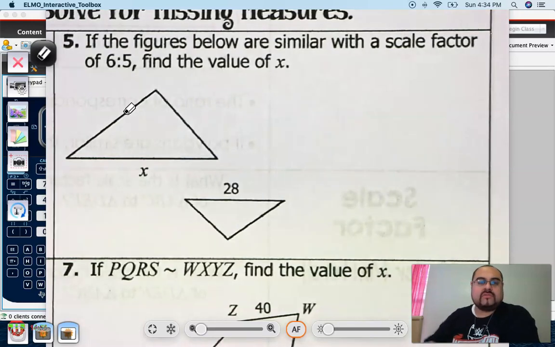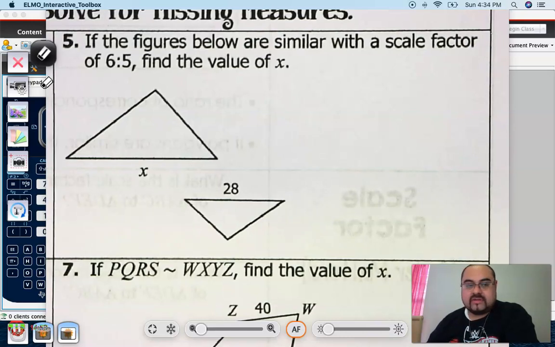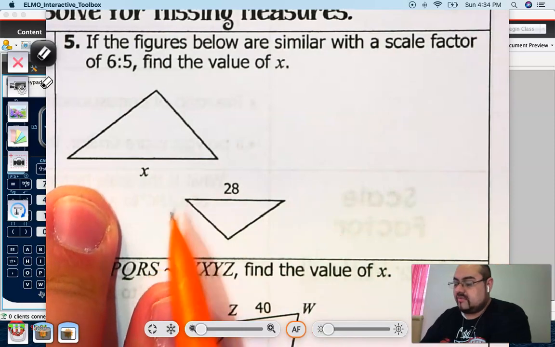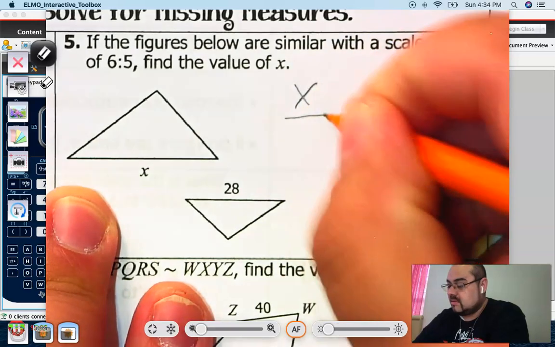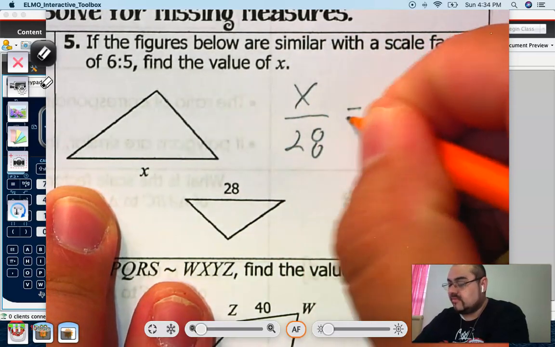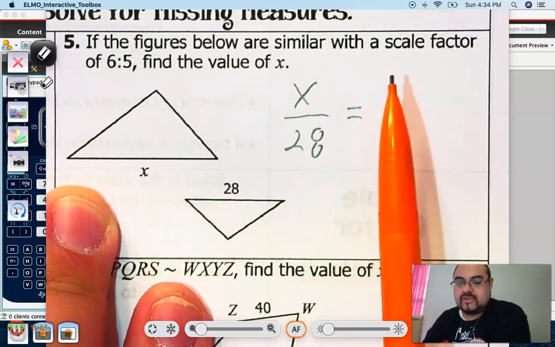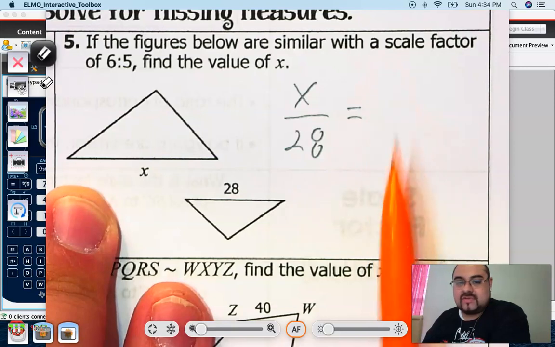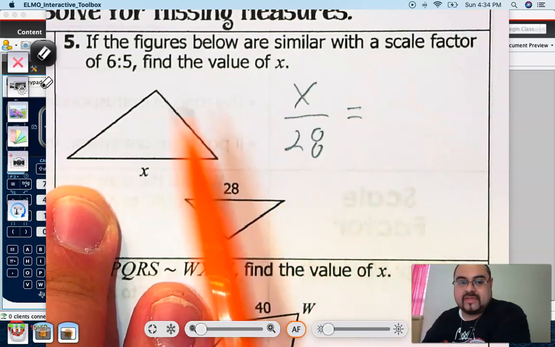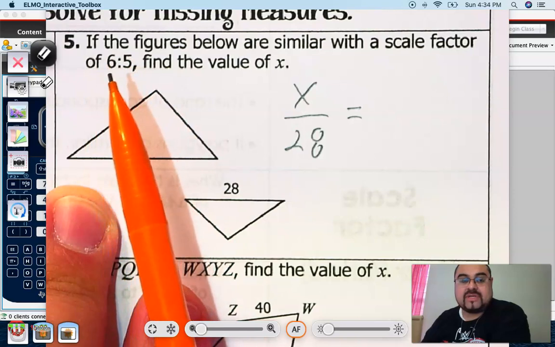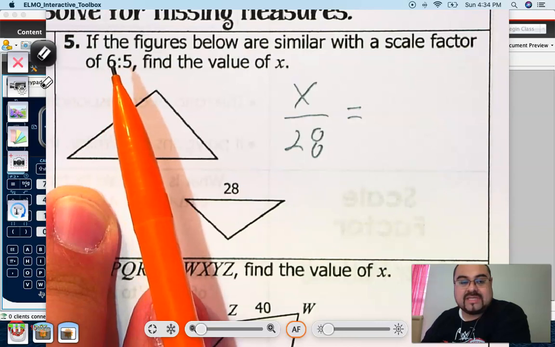All right, so we're going to set up a fraction, or a ratio, for the first part. I'm going to use just the information that I have here. I have an x and I have a 28, so I'm going to make that into a fraction. And I'm going to use the ratio to finish off the proportion on this side. Now, how do I know where the 6 goes and where the 5 goes? Well, it's fairly simple. Which number is bigger between 6 and 5? It's the 6, right? So the 6 is going to represent the bigger figure.